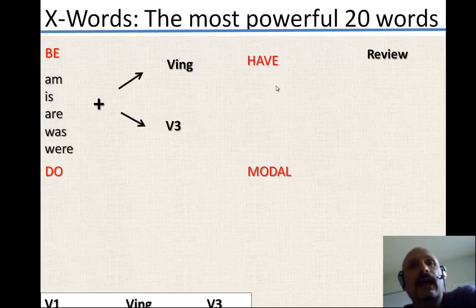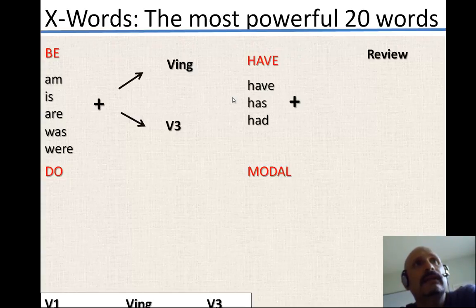Okay, have. Have has 3 parts. Do you remember? Have, has, had. Now, the have family, the do family, and the modal family only connect with 1 verb form. Have, has, had plus verb 3 gives you what we call the perfect tense, the perfect.